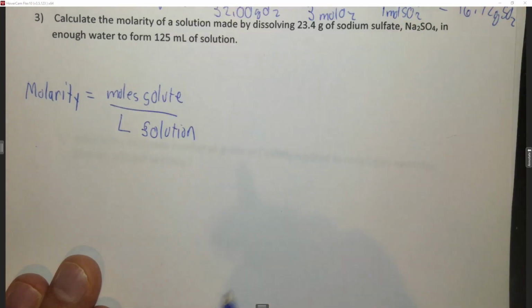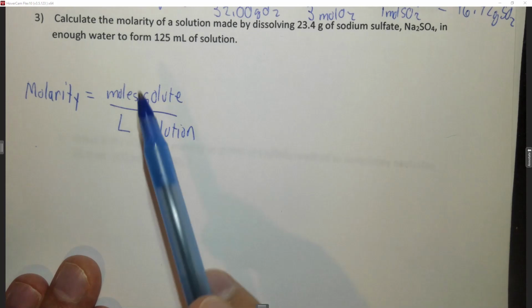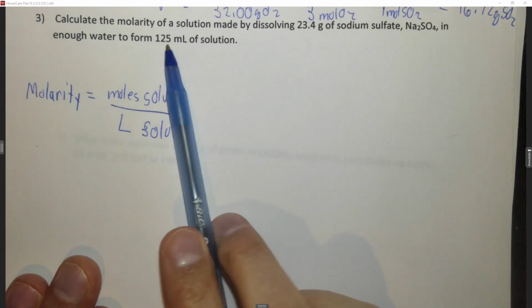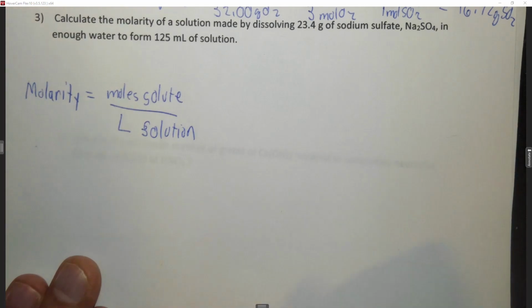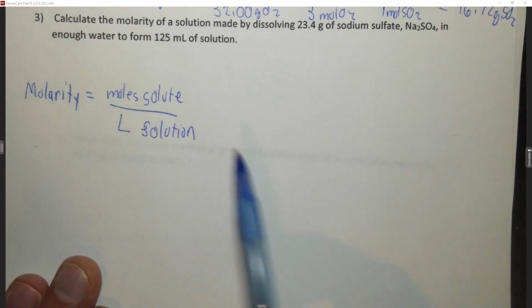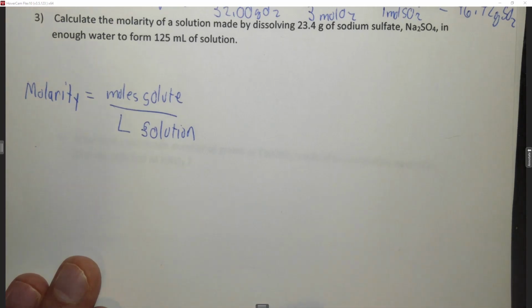One way to solve this problem is to convert grams to moles using the molar mass of sodium sulfate, stick it in here. Convert these milliliters to liters, divide by 1,000, and stick 0.125 in here, and then do this calculation. Another way to do this is to do something that looks more like dimensional analysis, which is how I'm going to do it, but it doesn't really matter.